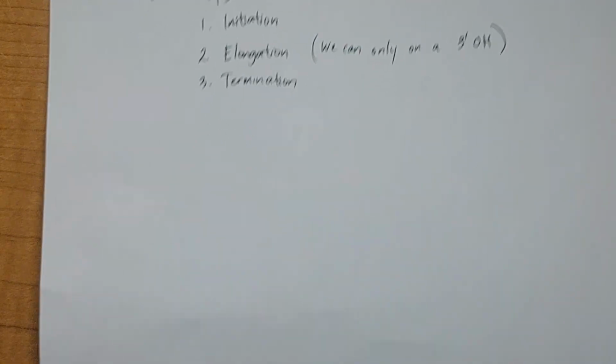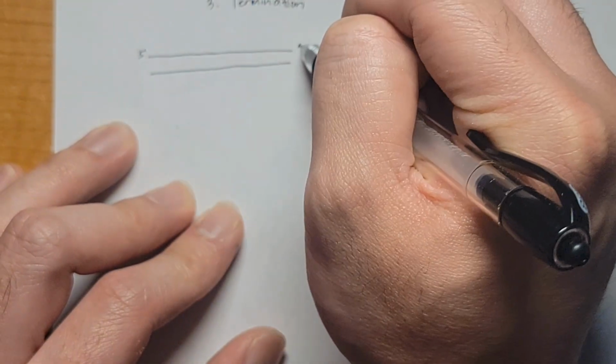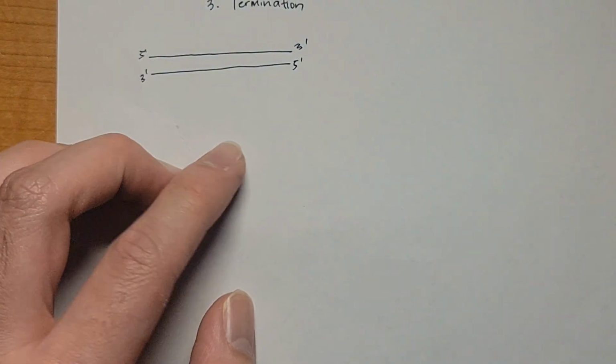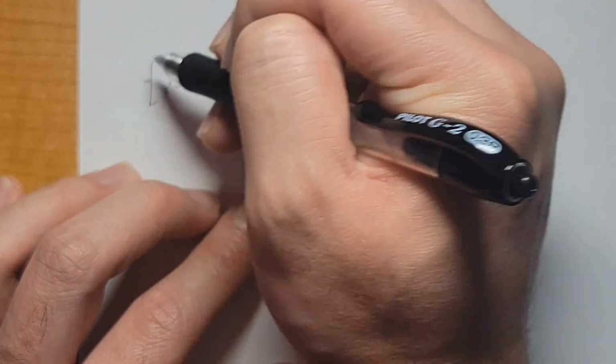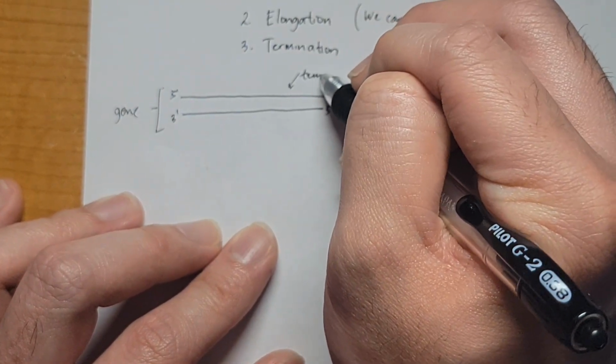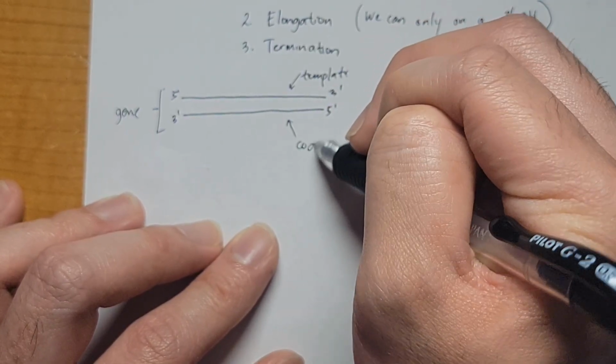So if we're going to visualize this, let's say this is our DNA. Let's say this is 5'. Now, let's just say this is the gene. This is already the gene. I'm just not going to make it a DNA; instead, I'm going to make it a gene. And then the top part is the template, which means the bottom part is the coding strand.